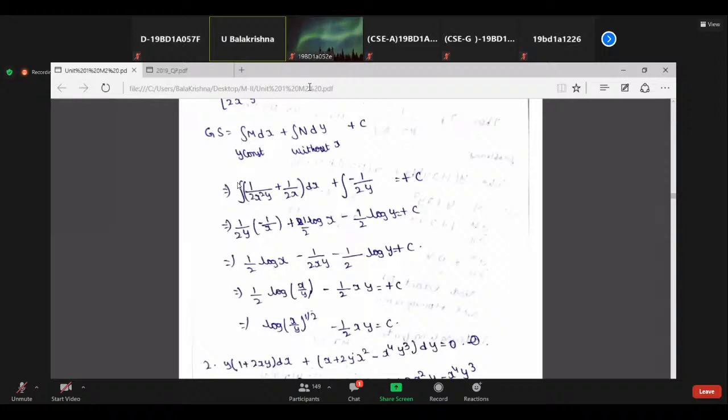Is it clear? So what we have done here is a solution for an exact differential equation. Suppose it is non-exact, you should reduce that into exact. For that, you should multiply with its integrating factor. So how to find that integrating factor?